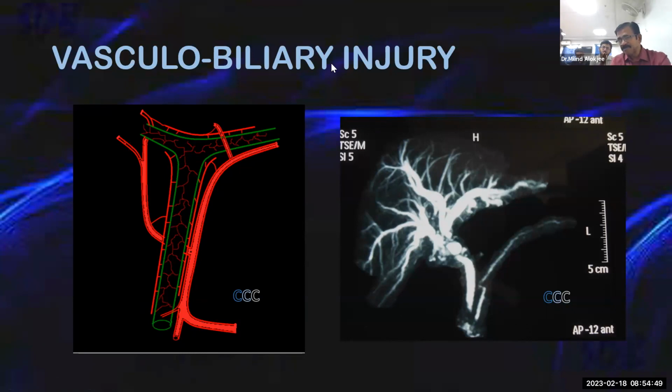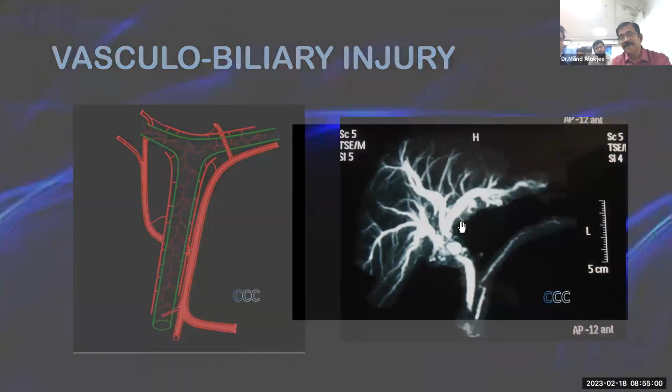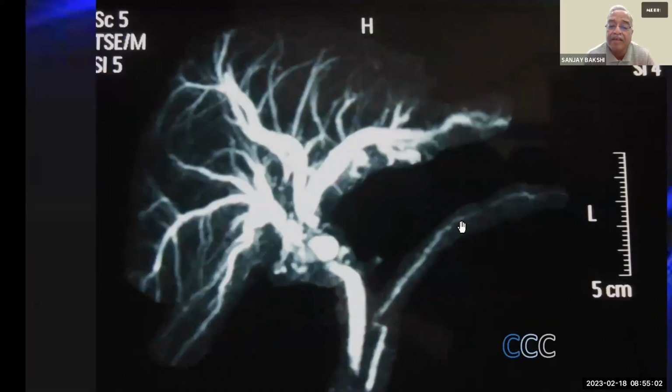Okay, what surgery do you plan for this patient? Don't say ERCP if you have a complete cutoff. ERCP has its own complications. So it will be a biliary enteric drainage.